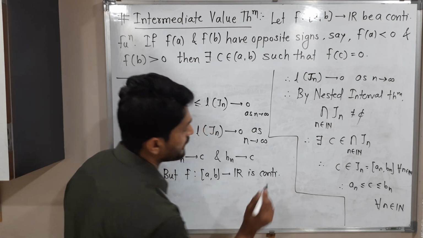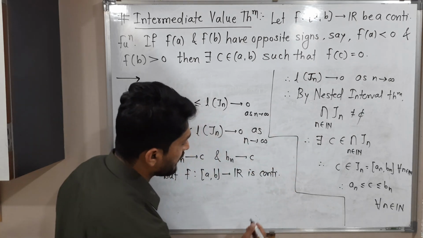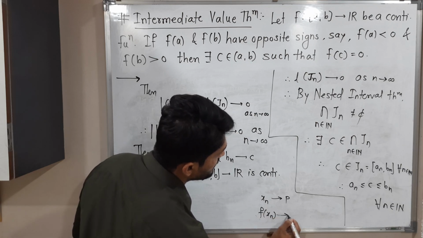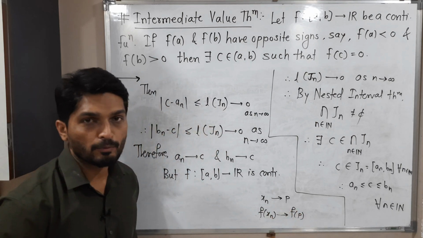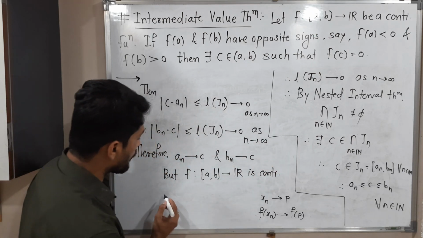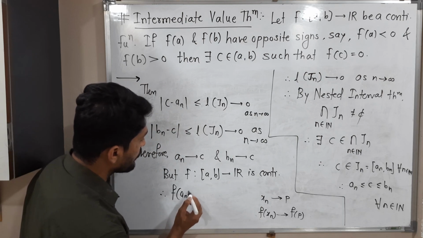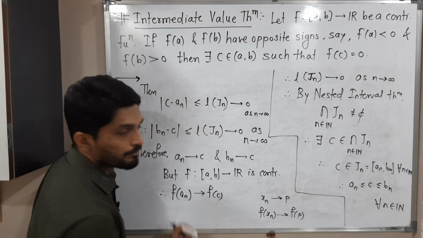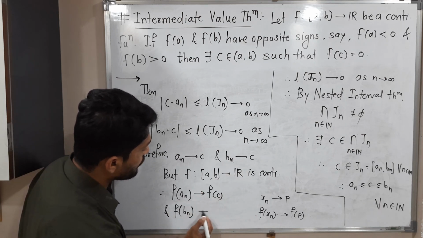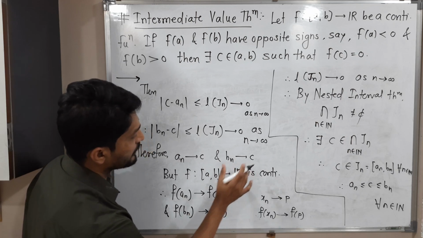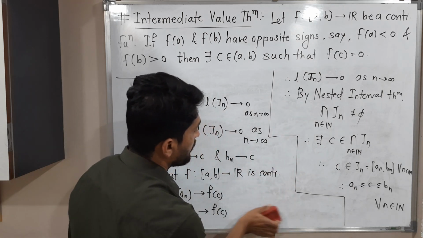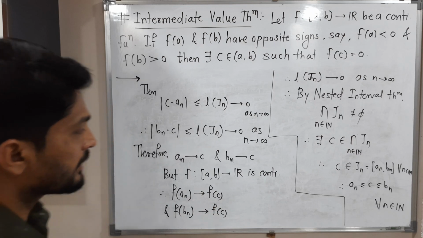There is one result, let me tell you that result and then I will directly use it: if xn converges to p and the function is continuous, then f of xn converges to f of p. This result I am going to use. The function is continuous and an converges to c, so f of an converges to f of c. And obviously f of bn converges to f of c, since the function is continuous and bn converges to c. Okay, so just make a screenshot of it, then I will go further.